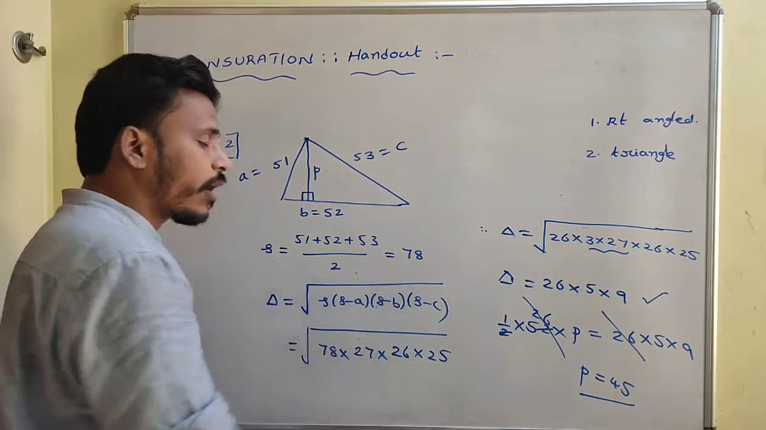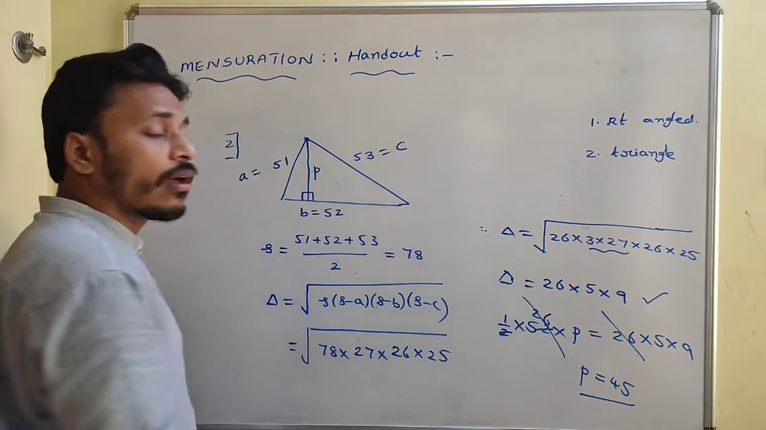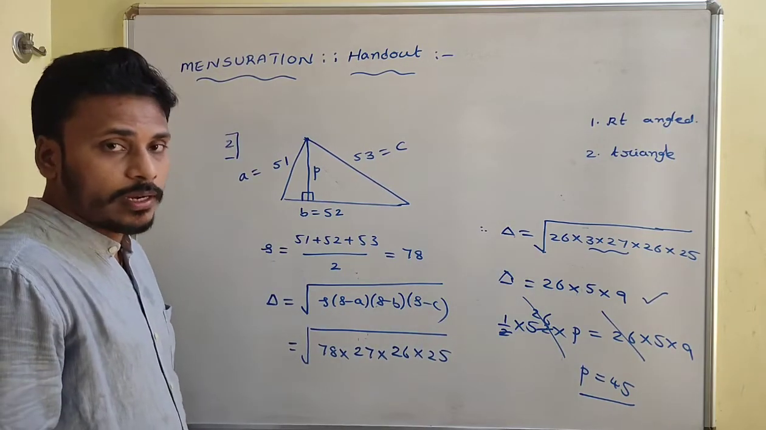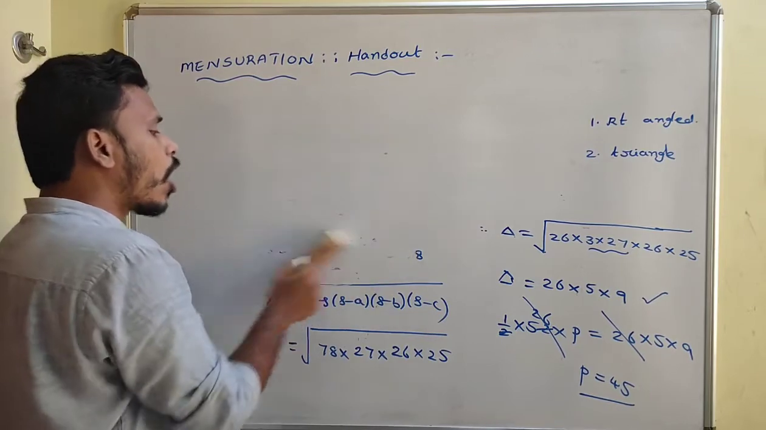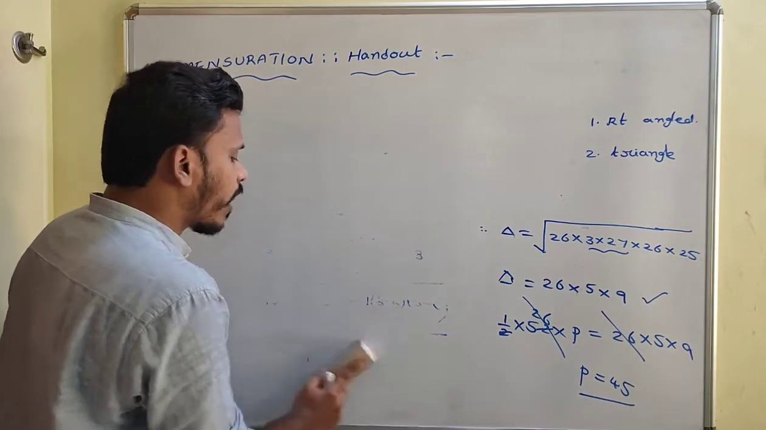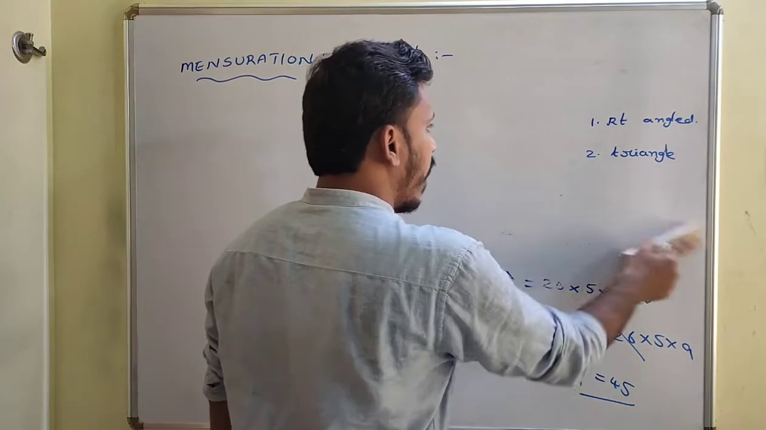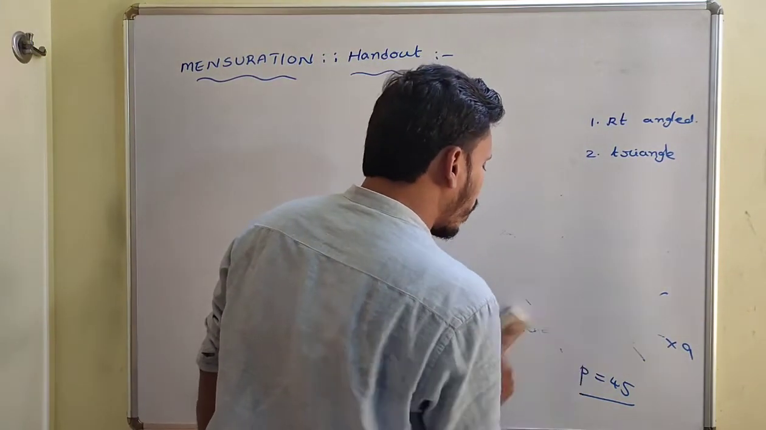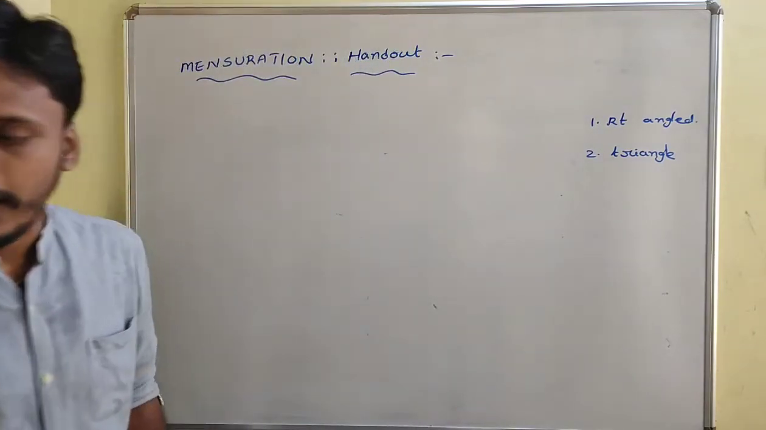One thing is using Heron's formula, and the other thing is writing area as half base into height. Okay? This is the second problem. I am trying to discuss all different types of problems from the handbooks. Okay, one problem is related to a right angle triangle, another problem is related to a normal triangle, and one more problem for equilateral, one more for isosceles. Like that I will discuss.